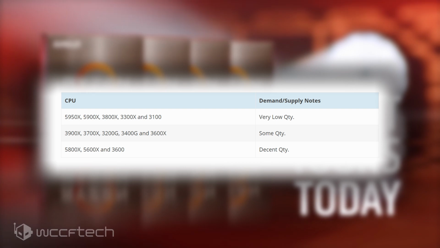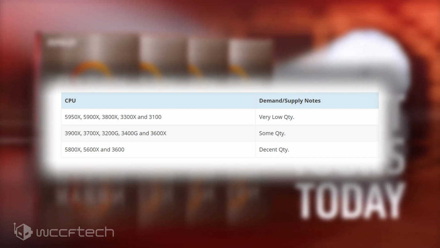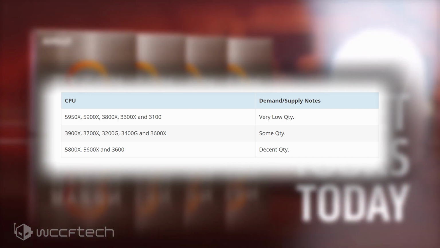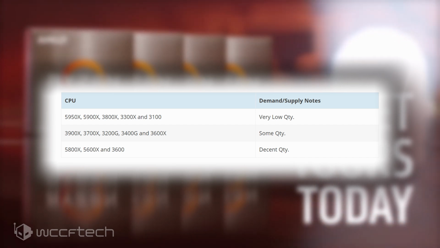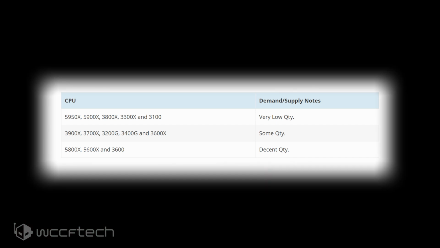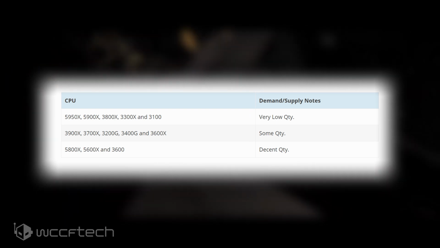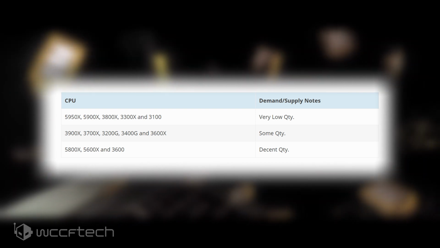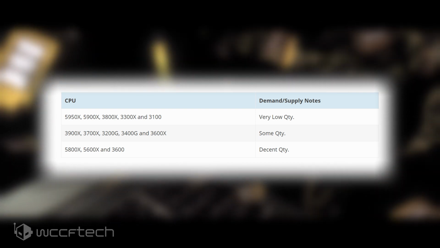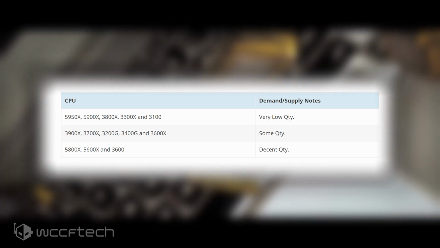At the time of this video, the AMD Ryzen 9 5950X, which has an MSRP of $799, can be found on Amazon for roughly $1,199, or about a 50% markup. The Ryzen 9 5900X has an MSRP of $549 and can be found on Amazon for around $840, roughly a 53% premium on that one as well.